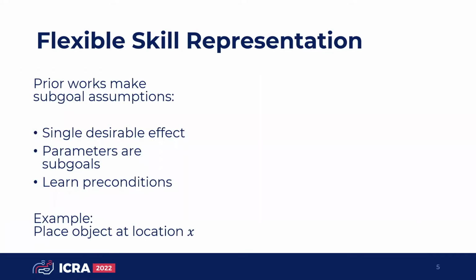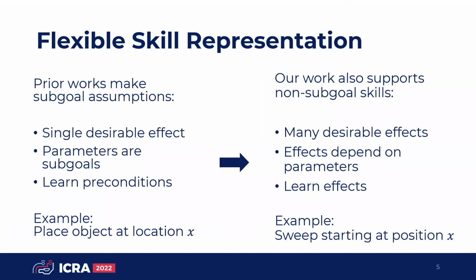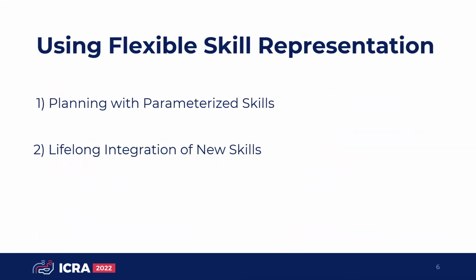We note that subgoal assumptions can be very restrictive, since it assumes skills will only have one desirable effect based on the subgoal parameters, while our approach can model multiple desired effects, each of which depends on the skill parameters in some way. We use these flexible skill representations and directly plan with them using search-based planning methods. We discuss our overall approach next.